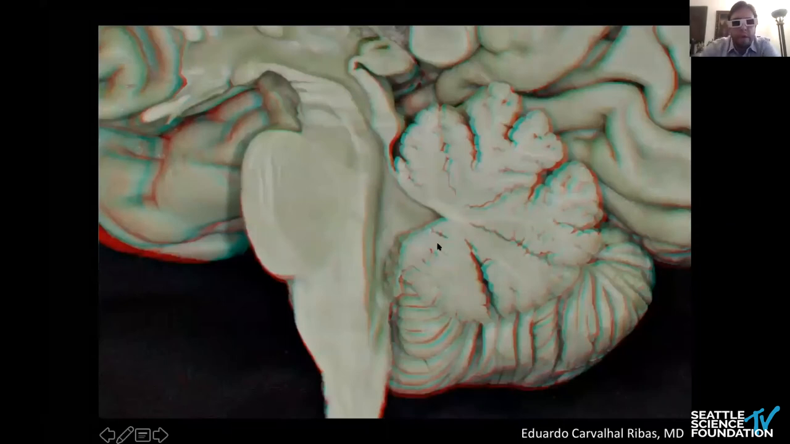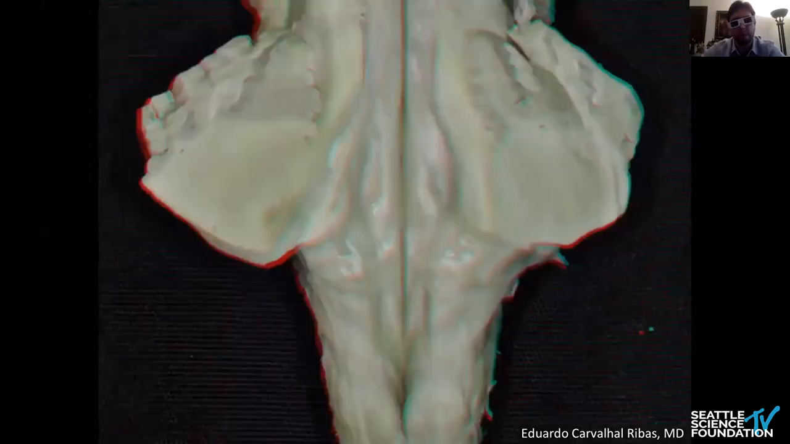Here, the fourth ventricle is in the center of the image. We can see anteriorly the pons and posteriorly the cerebellar vermis medially, and the cerebellar hemisphere laterally. Inferiorly, we have the foramen of Magendie medially, and on each side, we have the foramen of Luschka. These are the openings of the fourth ventricle through which the CSF goes from the fourth ventricle into the subarachnoid space and reaches all the brain surface.